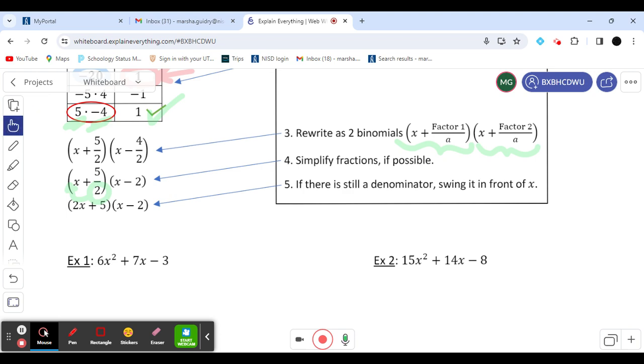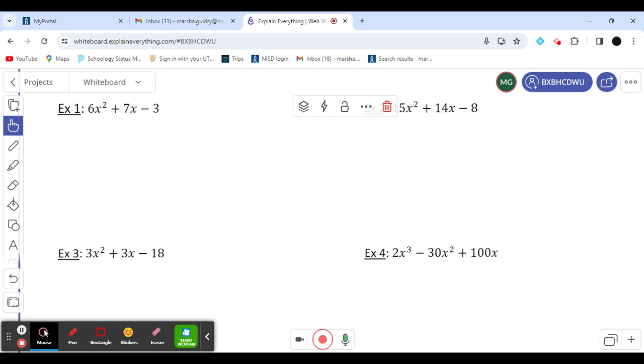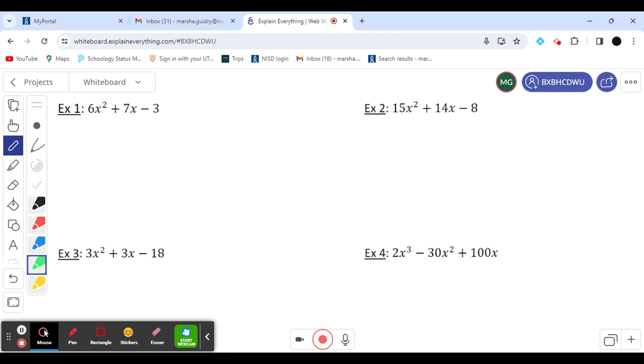So let's actually practice instead of just reading through the steps. And of course, keep that note sheet handy. Our first example says 6x squared plus 7x minus 3. I look for a GCF and I see there isn't one. So I'm going to make my A times C table, where we want the factors to add to make B. Our A value is 6, our C value is negative 3, and when we multiply those together, we get negative 18. Our B value is a positive 7.